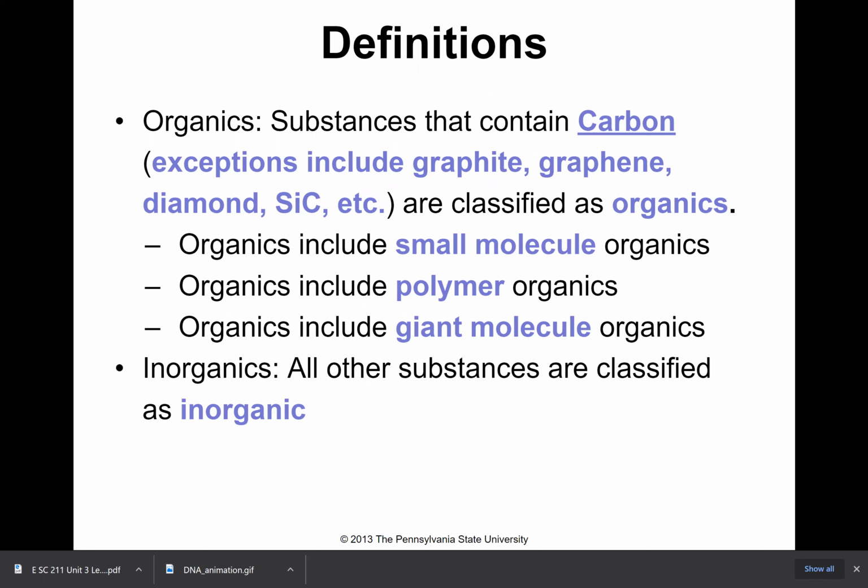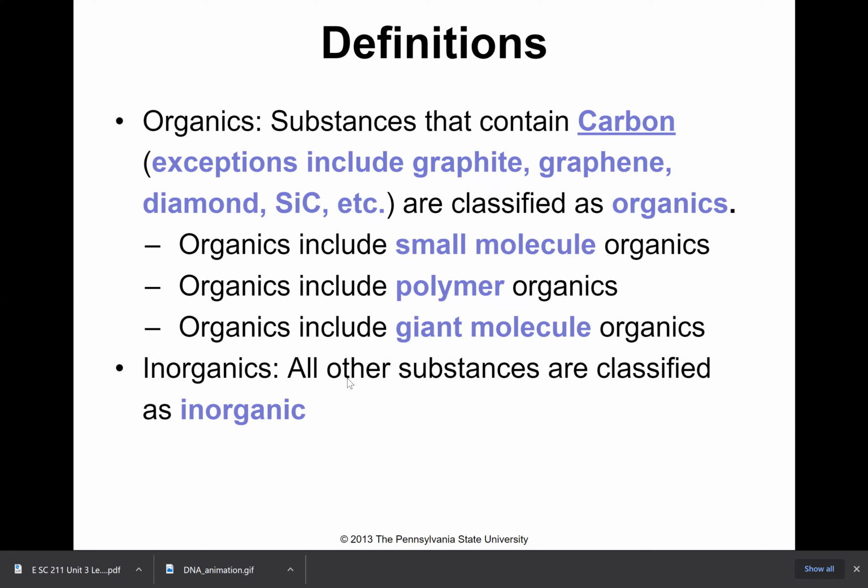So organic materials are substances that contain carbon. And for nanoscience, the exceptions to these include graphite, graphene, diamond, silicon carbide, and etc. Other than those few examples, most carbon containing substances are considered organic molecules. So organics include small molecules, polymers, and giant molecules.